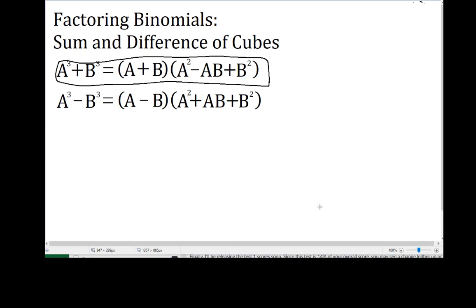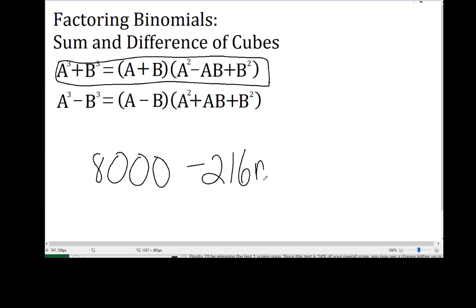Okay, so I'm going to do one more. And this time I want us to be really, really careful. Let's do 8,000 minus 216m cubed. Well, the first thing you notice is that these numbers are really, really big. So I'm going to find the GCF of these numbers and try to reduce them down to something smaller.